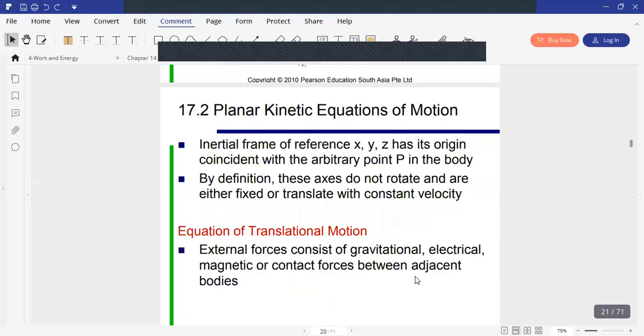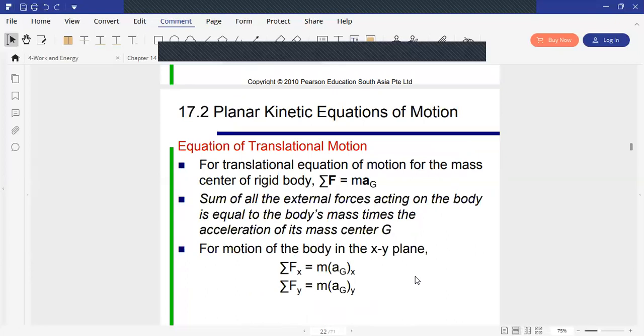Now we want to derive together the equations of motion in a frame XYZ. First, the equation of translation is very simple. I apply Newton's second law: sum of forces equals ma_G. This vectorial relation gives me two relations, one in x and one in y: sum of Fx equals m a_Gx, sum of Fy equals m a_Gy. It's very similar to what we considered in chapter 13.